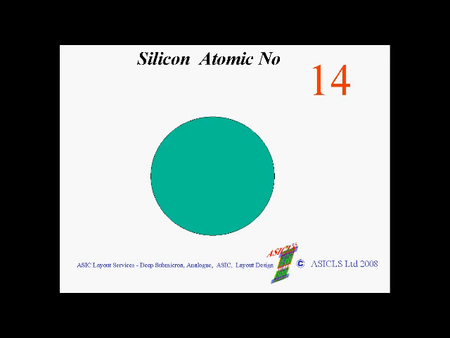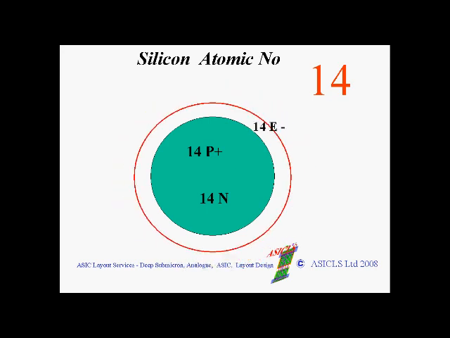Firstly, we have a nucleus or a core which contains 14 neutrons and 14 protons. Then, circling around the outside of the core is 14 electrons. The 14 electrons cancel the charge of the 14 protons, so the overall charge of the silicon atom is 0. Now these 14 electrons are divided into two shells.